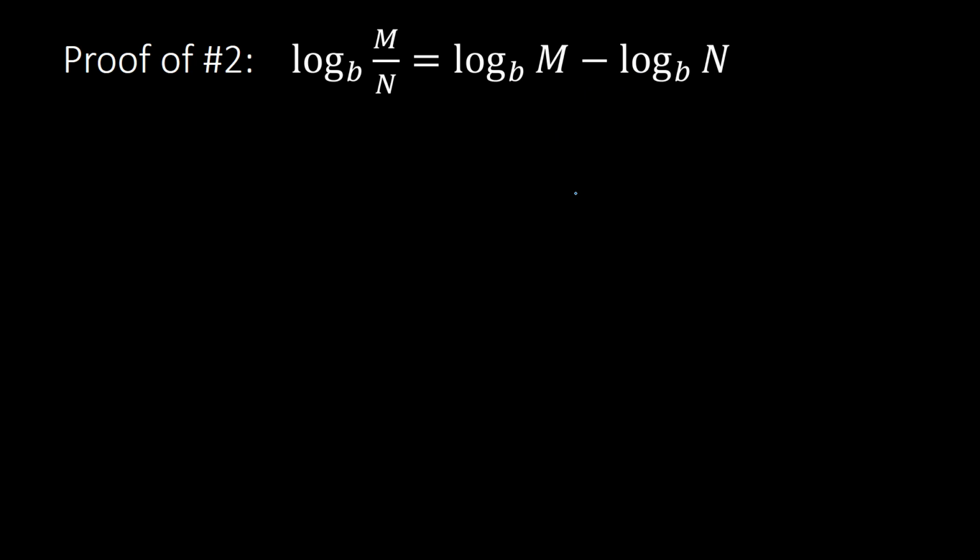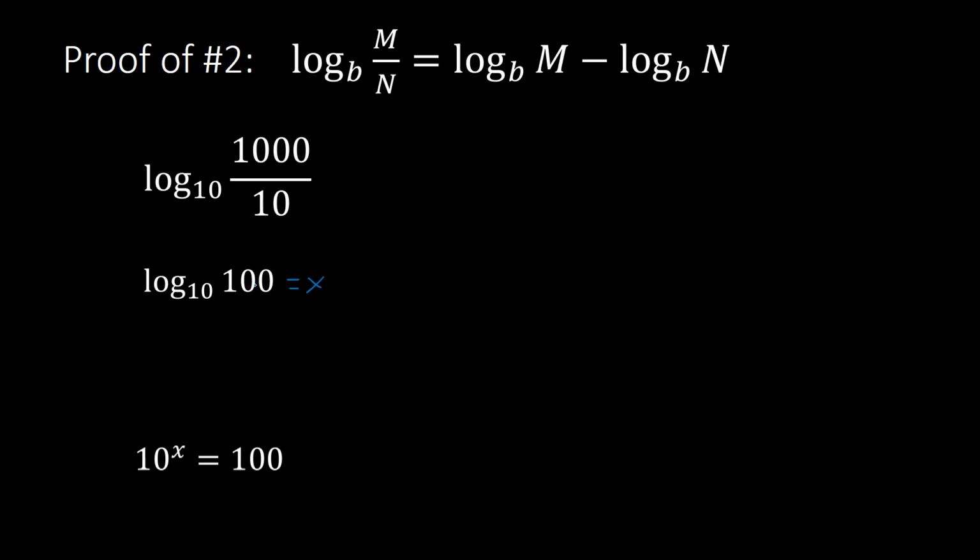So an informal proof that this is true, we have log base 10 of 1,000 over 10. Well, 1,000 over 10 is 100. And what is this equal to? Well, it's equal to some unknown number. So we have 10 to this number, some value, equals 100. So 10 to the x power equals 100. So what is x going to be? We have 10 to the second power gives me 100. So x would have to be 2.